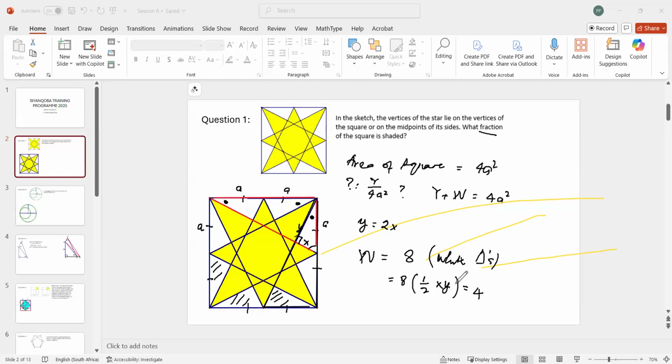And XY is X times 2X, which is 2X squared. So this is actually 8X squared. So the white part is 8X squared.